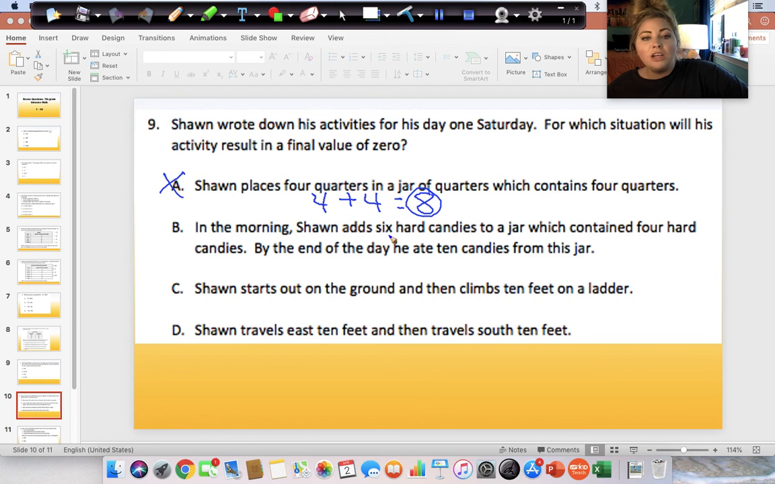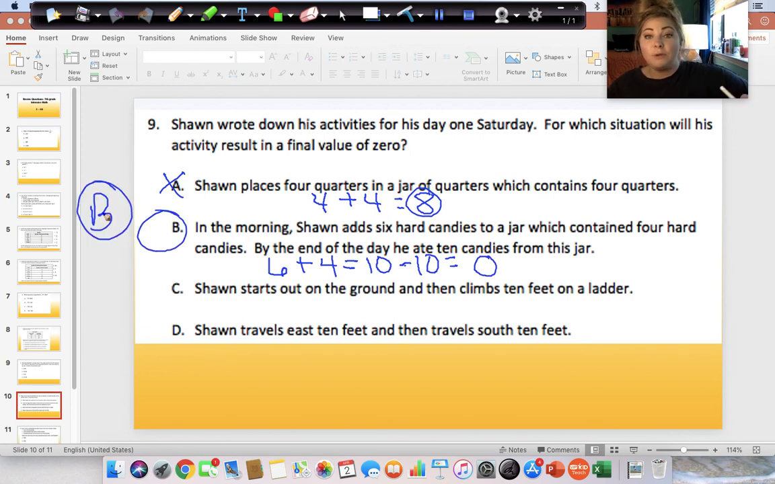In the morning, Sean adds 6 hard candies to a jar which contained 4 hard candies. Okay, which is 10, right? By the end of the day, he ate 10 candies from this jar. Uh-oh. So 10 minus 10, this does give us our 0. So B is actually our correct answer here. Let's keep going just to double check that we didn't get this wrong.